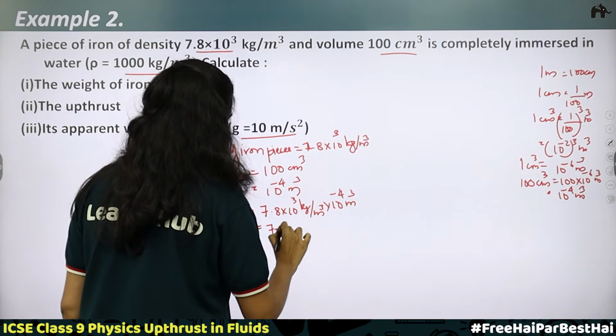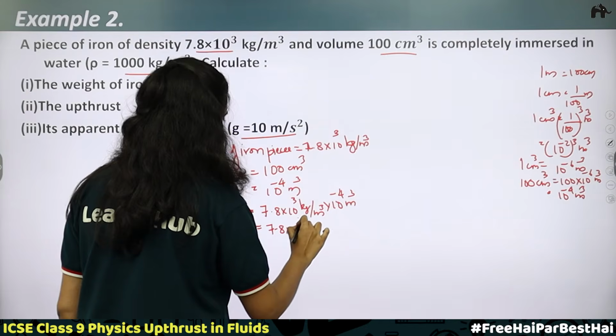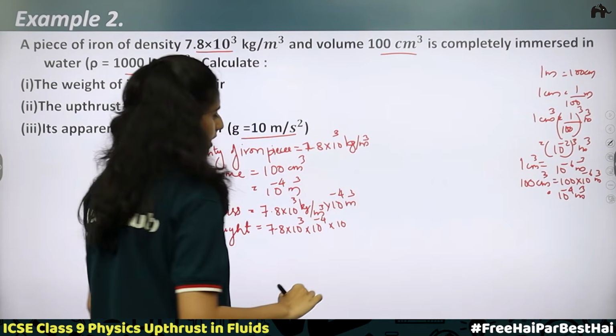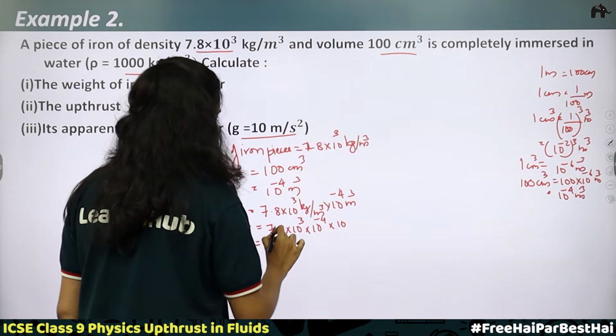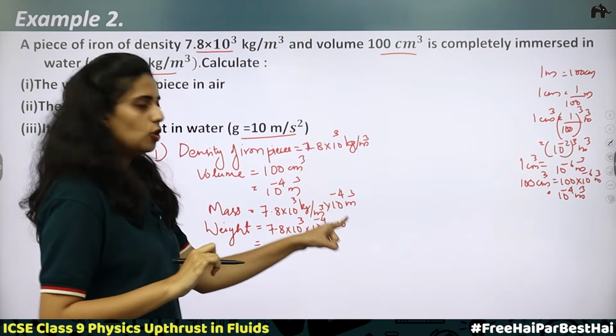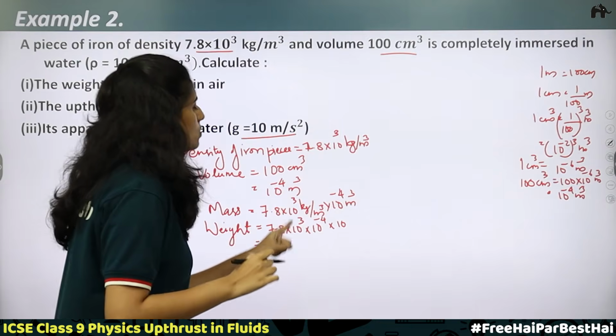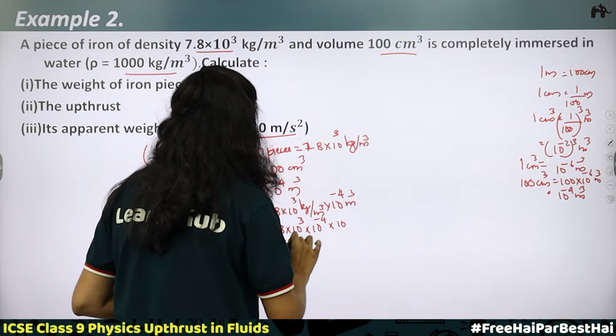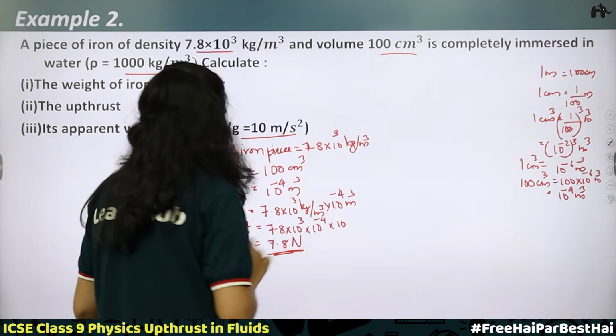Therefore, 7.8 into 10 raised to 3 into 10 raised to minus 4 into 10. Okay, this is equal to 7.8 into 10 raised to 3 into 10 is 10 raised to 4. 10 raised to 4 into 10 raised to minus 4 gets cancelled. Then you have 7.8 Newton. So, this is the weight.